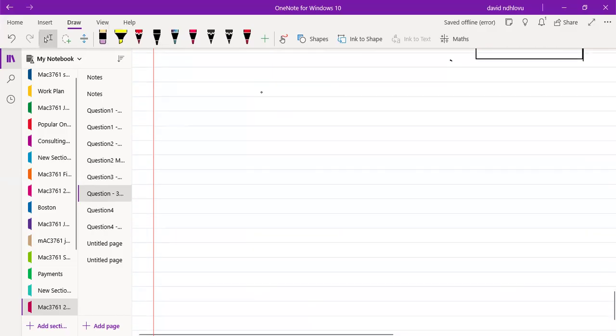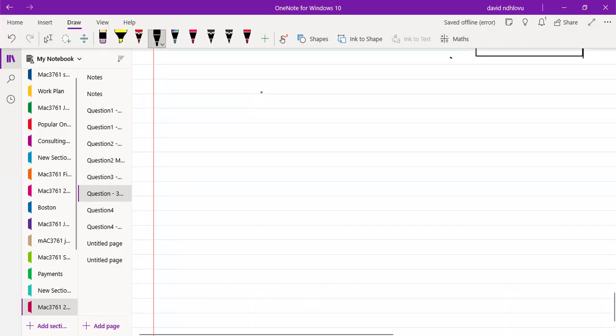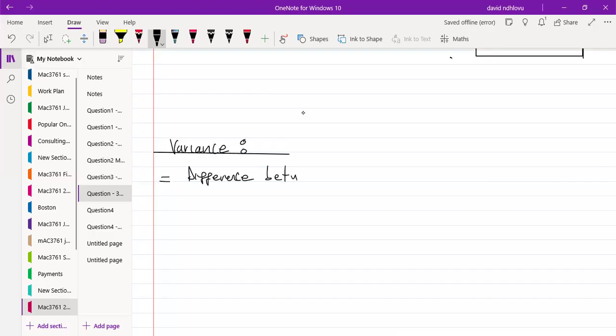Right, what is a variance, good people? This is standard costing. What is a variance? When we talk about a variance, this is basically the difference between actual and expected, which means budgeted performance.